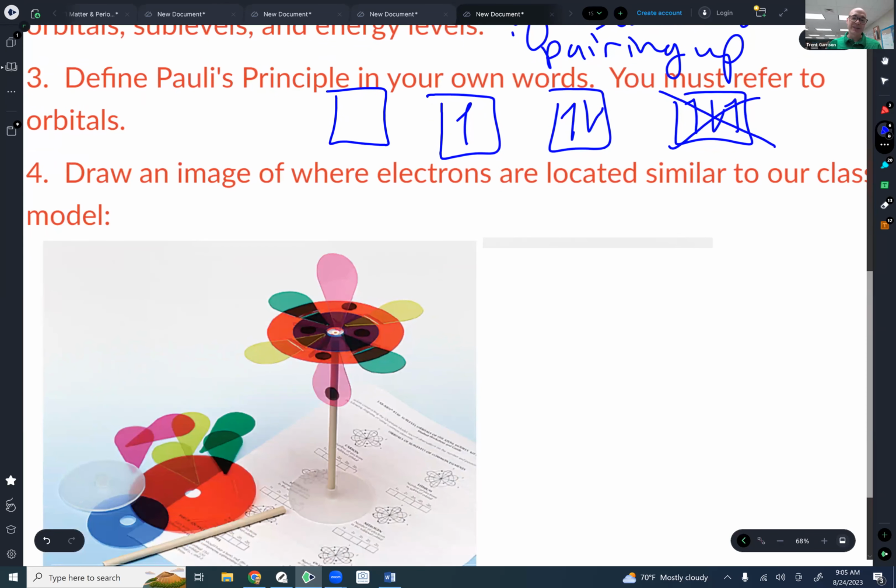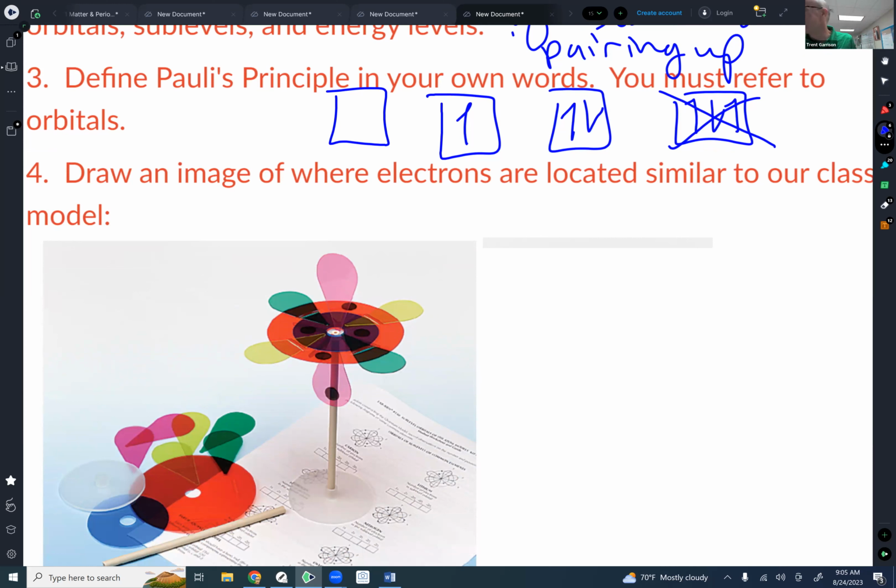Draw an image now of where electrons are located. I didn't tell you the element, so let's do that. Let's change the homework assignment. It's now going to be for nitrogen, okay?